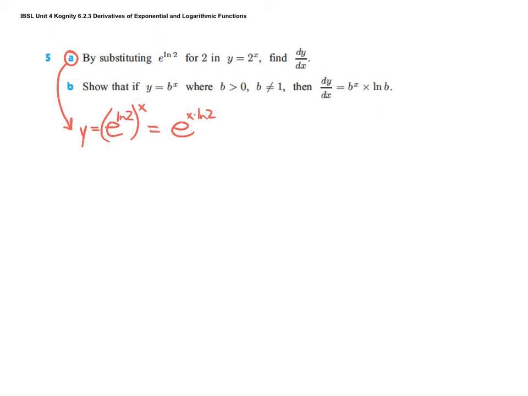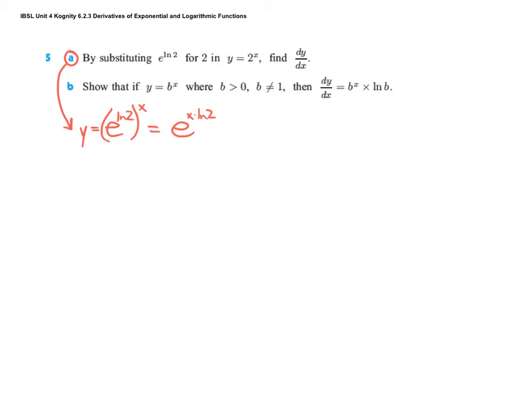We have a power raised to a power, so we multiply the powers together. Just like if you had 2 cubed to the 4th, you'd make that 2 to the 12th. That's all we're using right there. So why did you put something like that? Well, because y equals 2 to the x power. That was our original function that we want to take the derivative of.